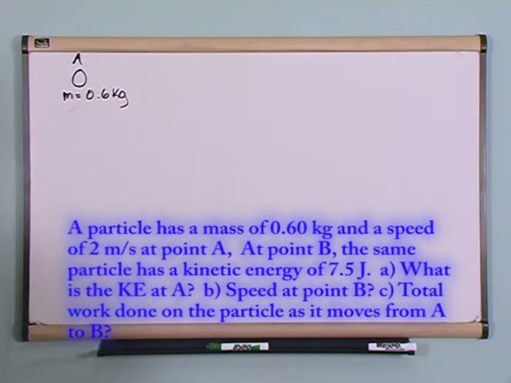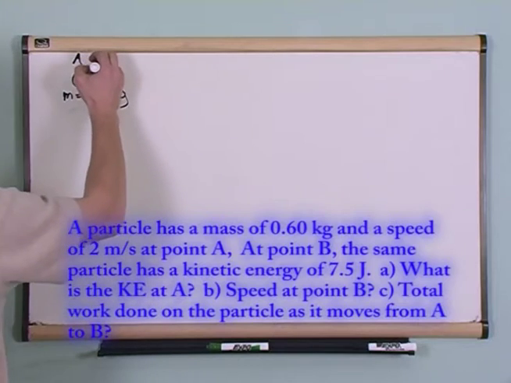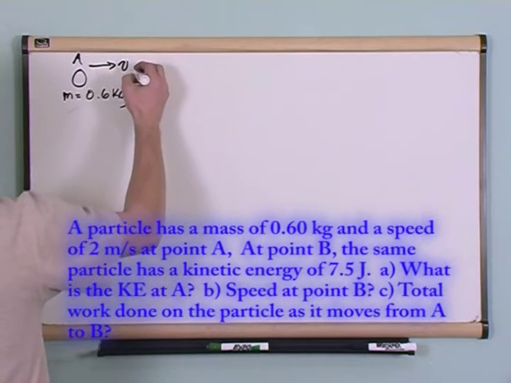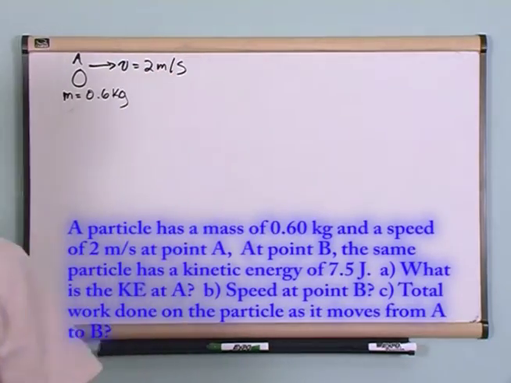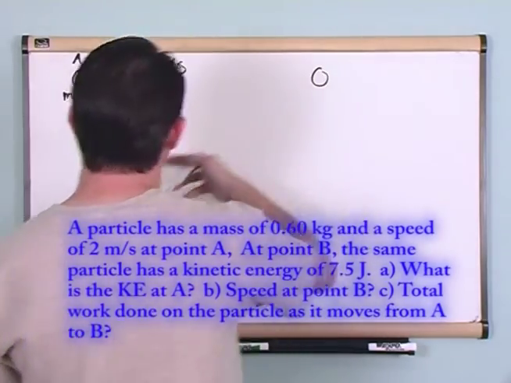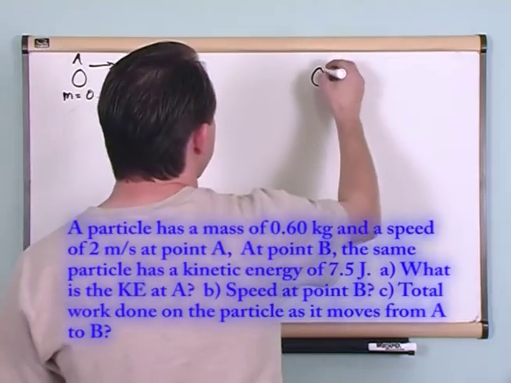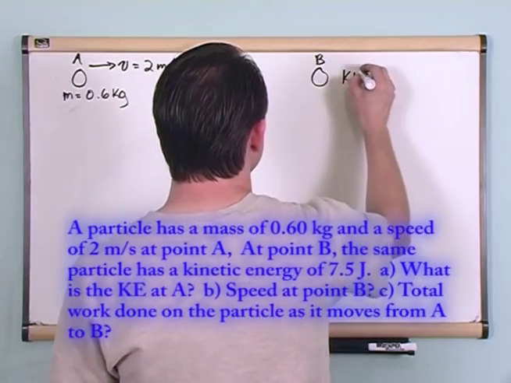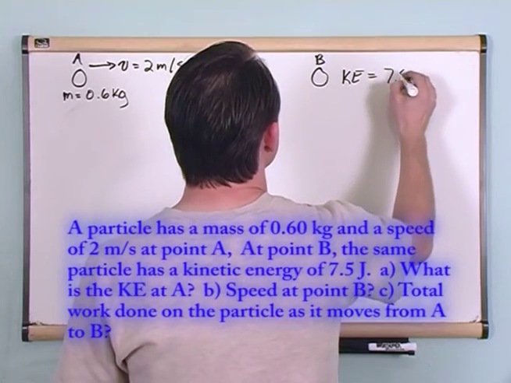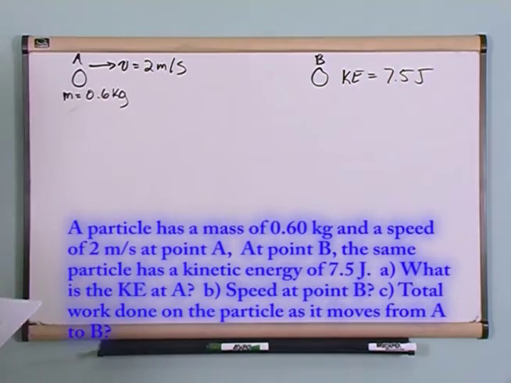Obviously, that's not going to change. Okay. The velocity, I know, at this point, at point A, is 2 meters per second. And then also, at some point later, at point B, the only thing I really know is that the kinetic energy over here is 7.5 joules.